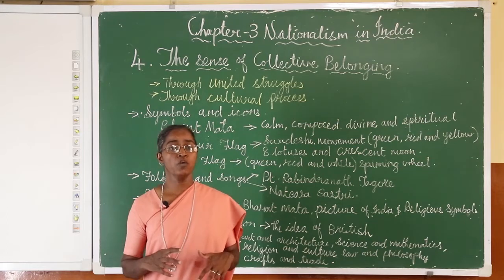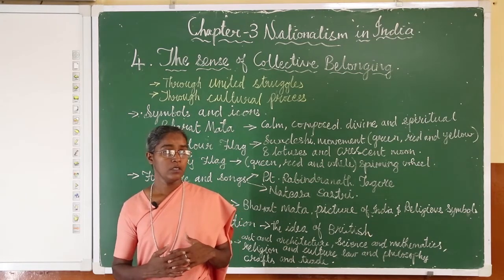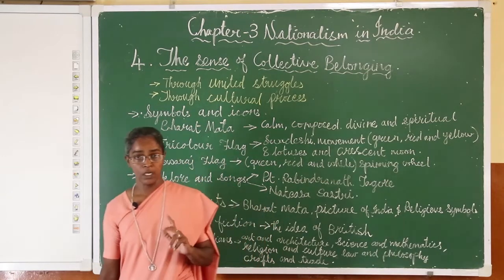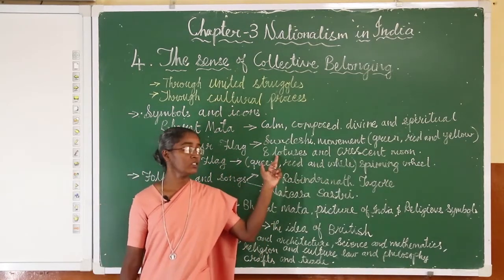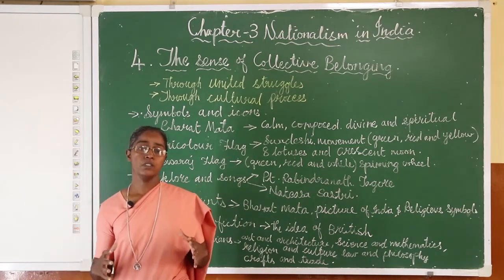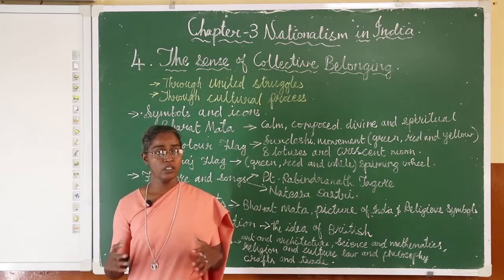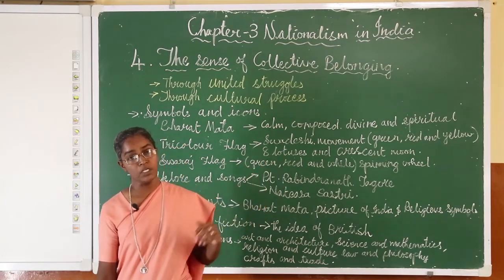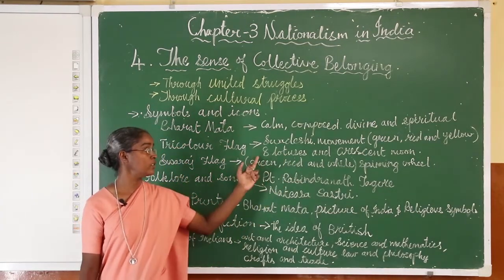Representing 8 provinces of India, and also a crescent moon was there. 3 colors were there, 8 lotuses were there, and 1 crescent moon was there to represent that all are one, that Muslims, Hindus, all are one, and the 8 provinces of India to represent this, they had this one.